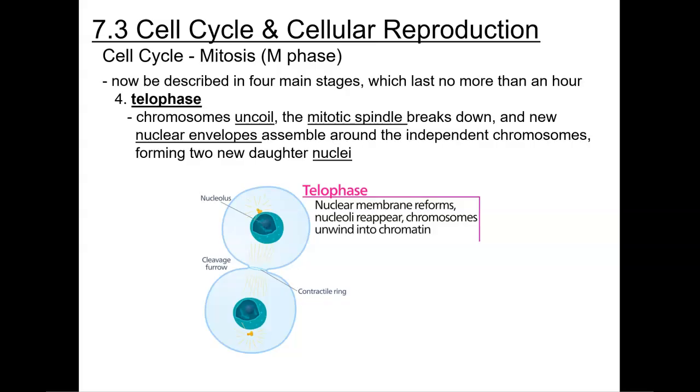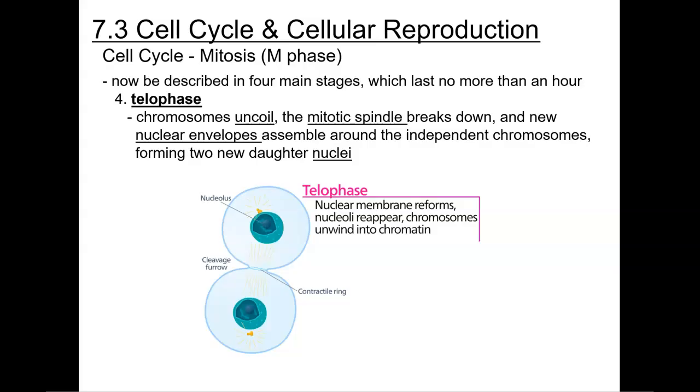The fourth phase is telophase, and that's your last phase of mitosis. That's where the chromosomes are going to start to uncoil. The mitotic spindle is breaking down. You have a new nuclear envelope starting to assemble around these chromosomes and form two new daughter cells with their own nucleus inside. Nuclei is the plural for nucleus. And here you see those two forming.